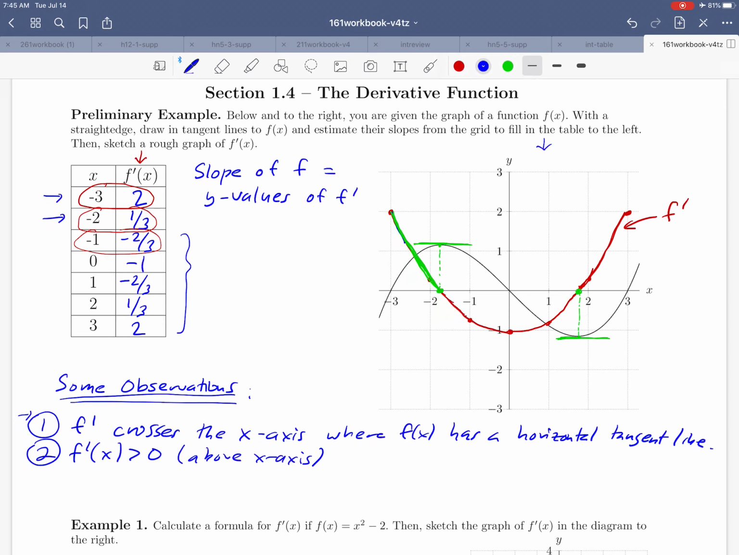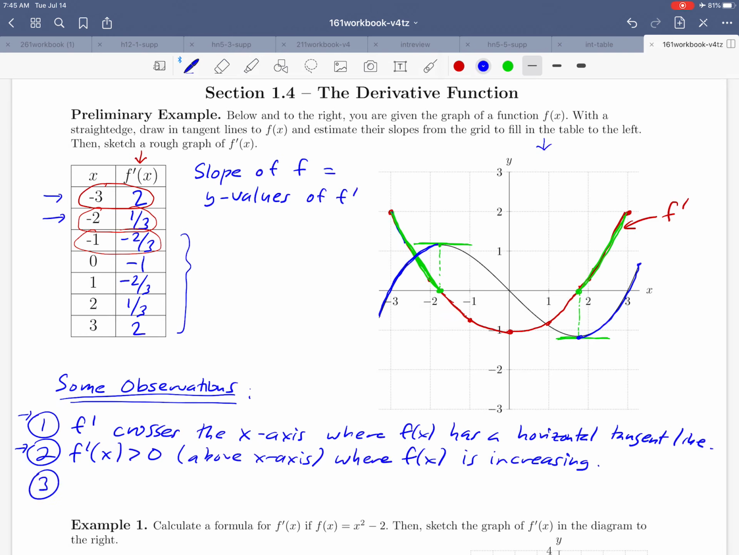If we highlight that same stretch of f, that would be from here to here. Notice that we're going up left to right. So where our function is increasing, the derivative is above the x-axis. Notice that there's another part of our derivative graph over here to the right that's above the x-axis. And we could say the same thing about the corresponding stretch of f. It's going up as we go left to right. So going back down to point 2 here, f prime of x is greater than 0 where f of x is increasing. Increasing is just a way of expressing the fact that it goes up left to right.